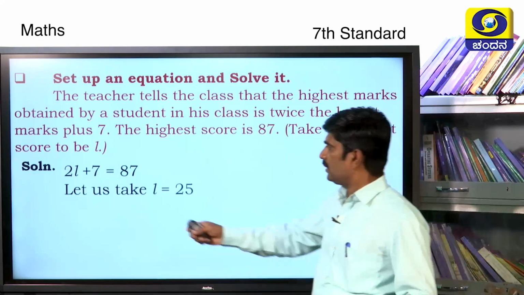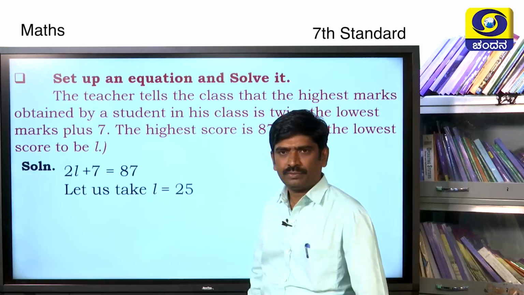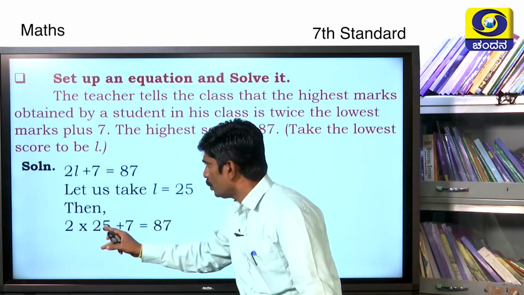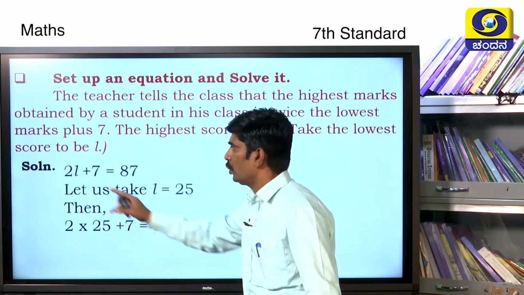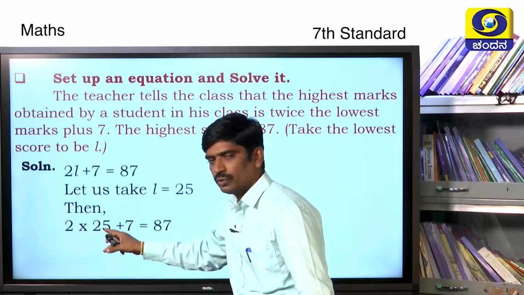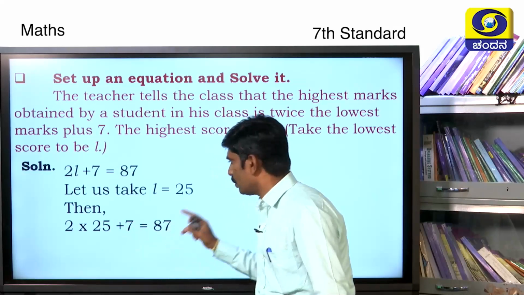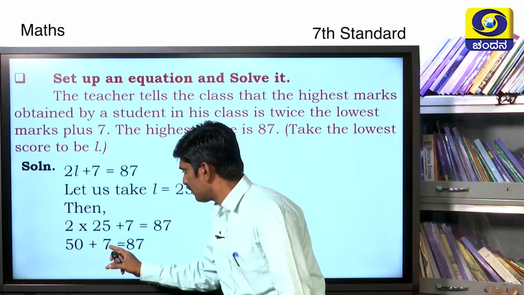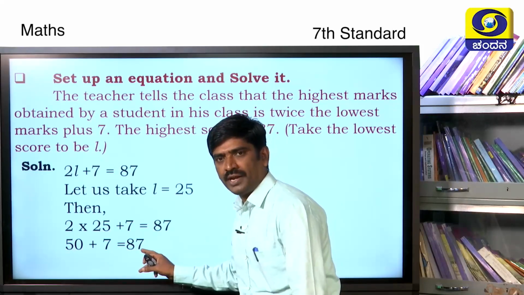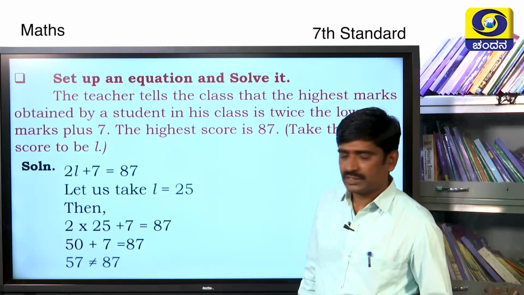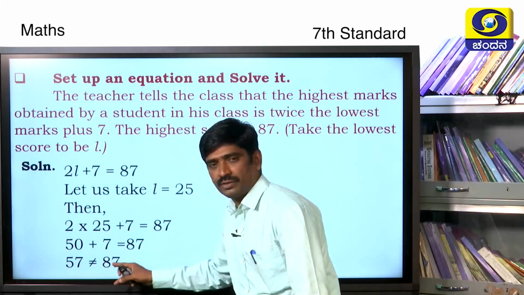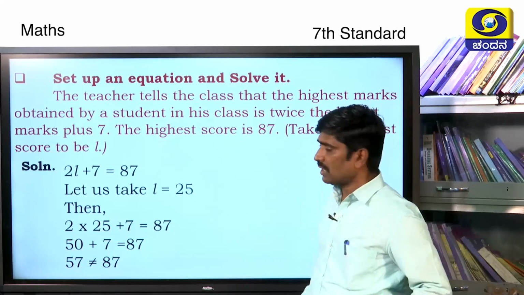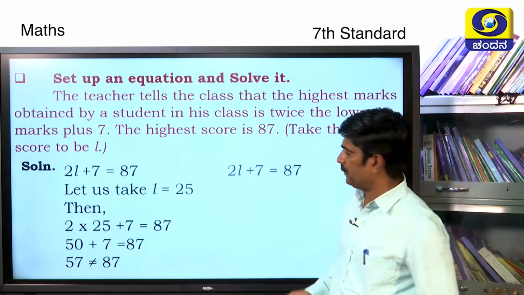Let us take L is equal to 25. If you put L is equal to 25, what happens? Then 2 into 25 plus 7 is equal to 87. 25 2s are 50. 50 plus 7 is 57, which is not equal to 87. Then the solution is wrong, not satisfied. Then we go for the next one.